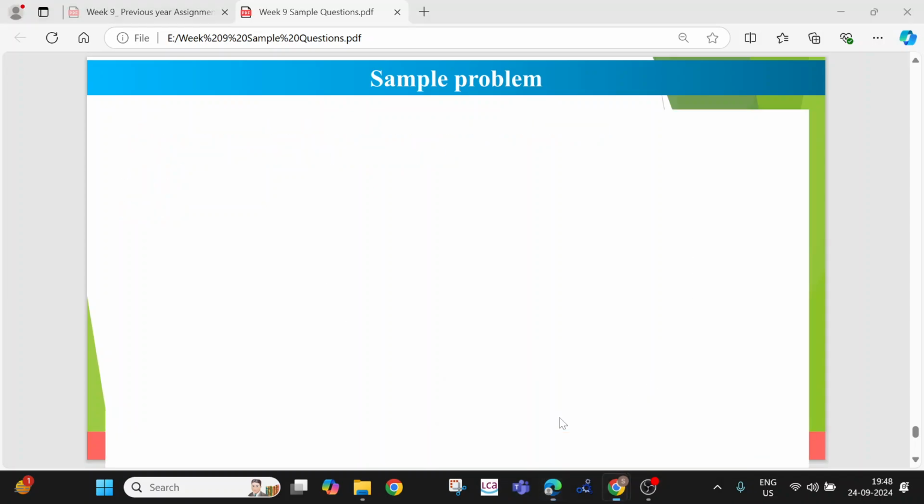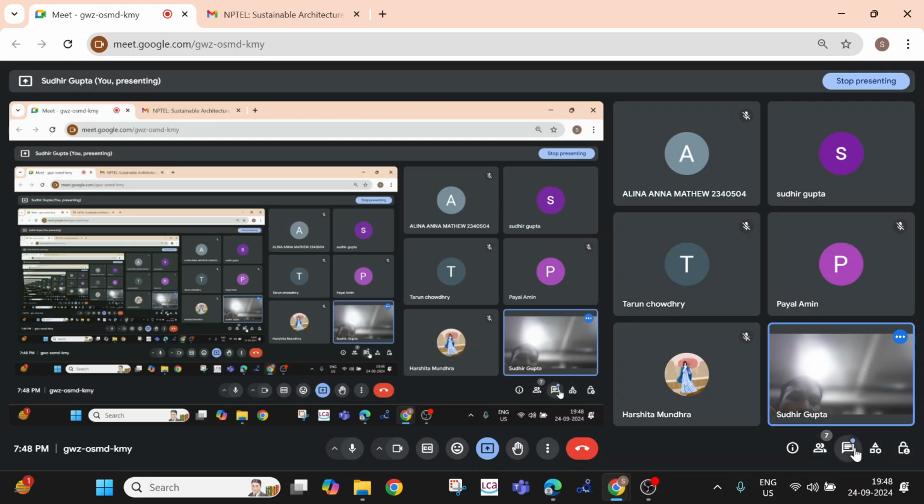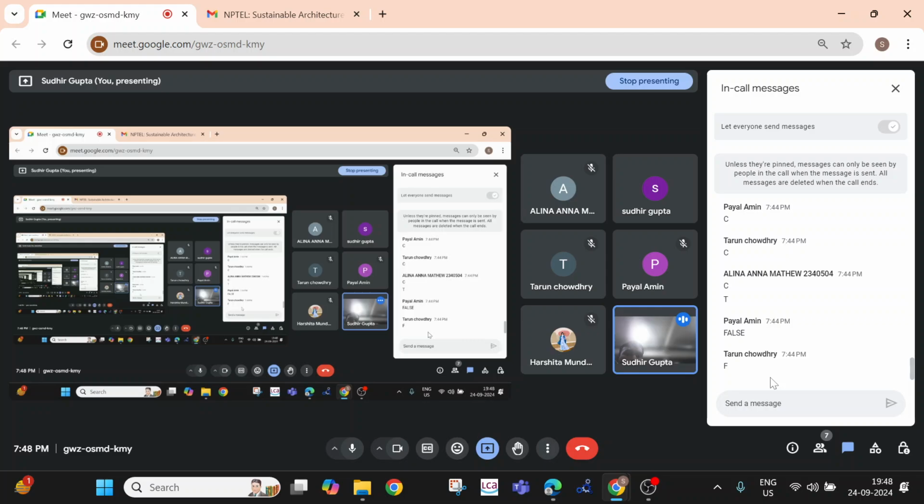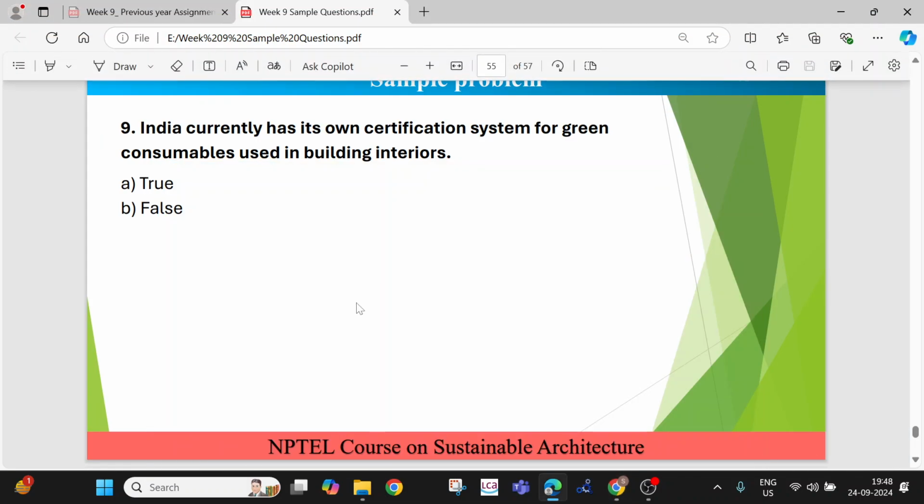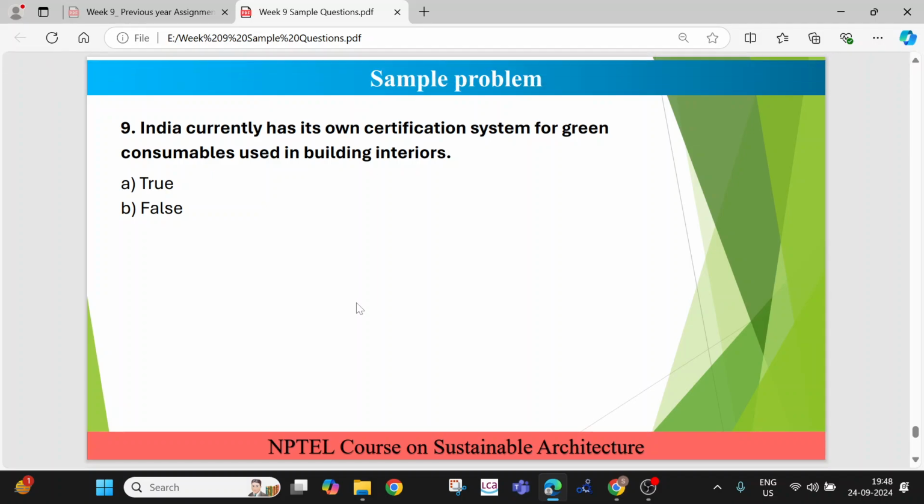Let me see how many of you can answer. False, false. So everybody is fine with the answer false? Yes, sir. False is the right answer for this question. Currently, India does not have a specific certification system for green consumables. However, there are many organic products available that can serve as eco-friendly alternatives for cleaning and daily maintenance. That was stated by ma'am.